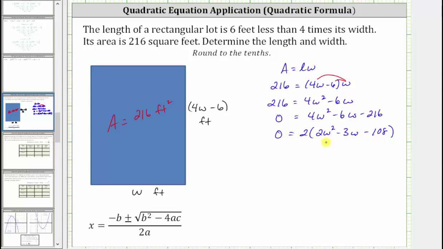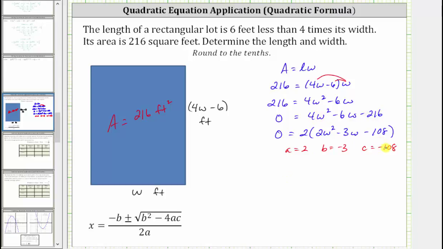Now at this point, unfortunately, the trinomial 2w squared minus 3w minus 108 does not factor, and therefore to determine the values of w that make this trinomial or quadratic equal to 0, we will need to use the quadratic formula shown here below, where a is the coefficient of w squared, and therefore a is 2, b is the coefficient of w, which is negative 3, and c is the constant term of negative 108. Notice how by factoring out the greatest common factor of 2, we can use smaller values for a, b, and c than using this form of the quadratic equation.